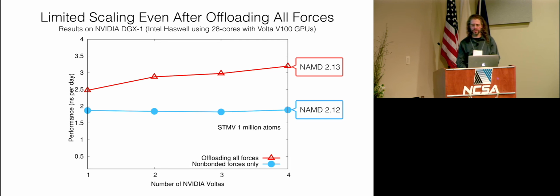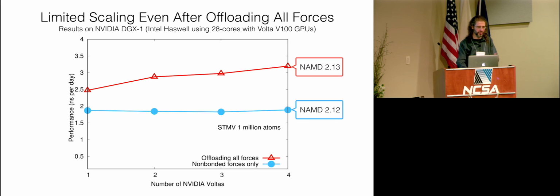Now, with these improvements in the NAMD kernels, we've gotten a little bit of improvement with scaling across multiple GPUs. For NAMD 2.12, we were essentially flat in scaling. Here I'm showing the STMV, which has 1 million atoms in it. Because we are so constrained by everything running on the CPU, no matter how many extra GPUs we add, we're not getting performance improvement, and we're getting just a little bit better performance improvement with NAMD 2.13, which is offloading all of the force calculation.